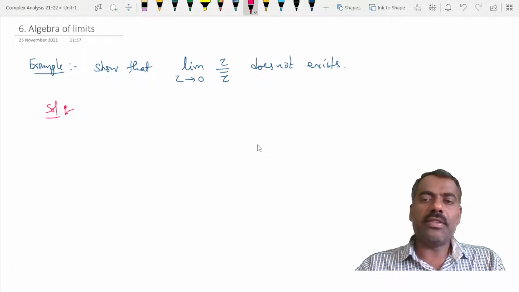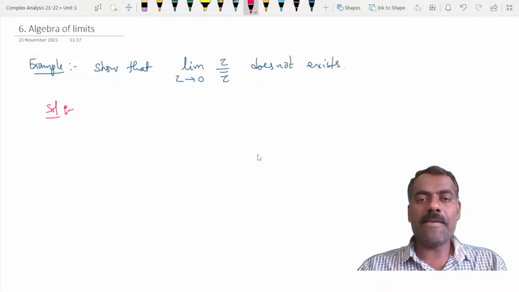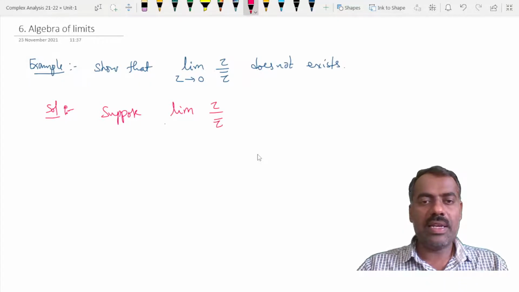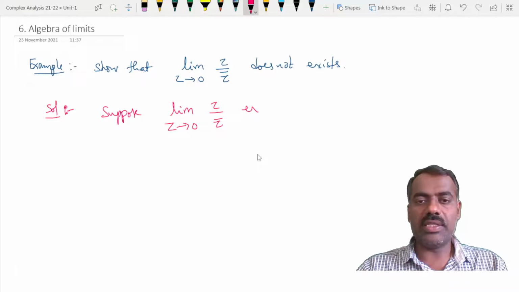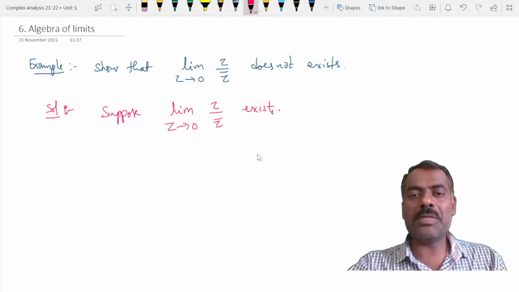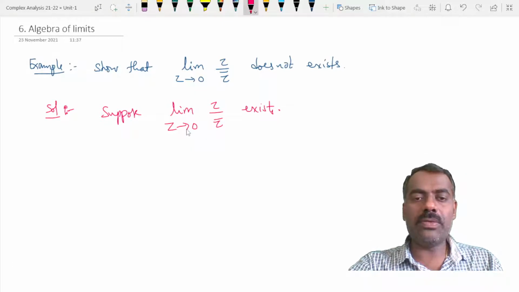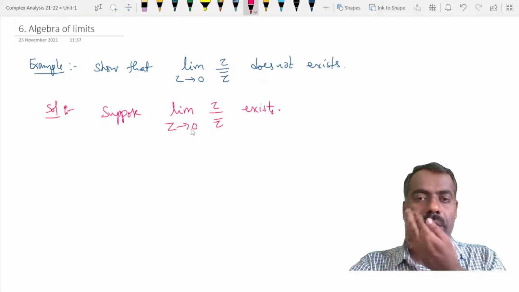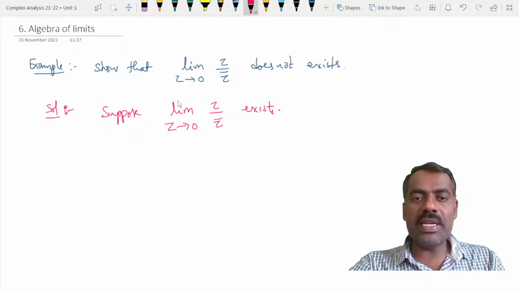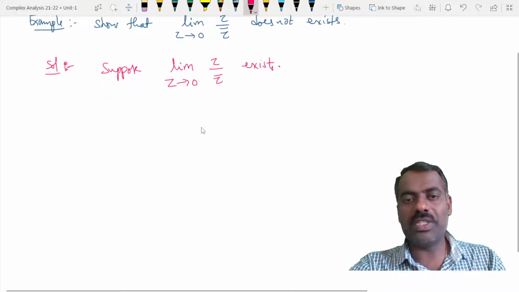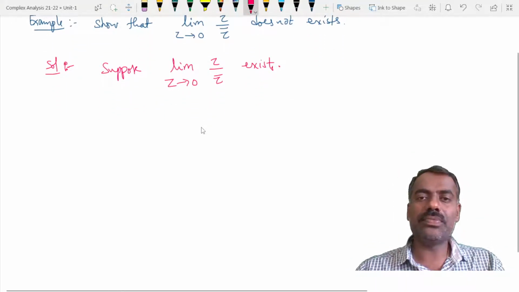So the idea is, assume that limit of z upon z bar as z tending to 0 exists. Then what is the meaning of saying this? Then in some deleted neighborhood of 0, this limit is unique, however z approaches 0. Z means x comma y. Is that clear?